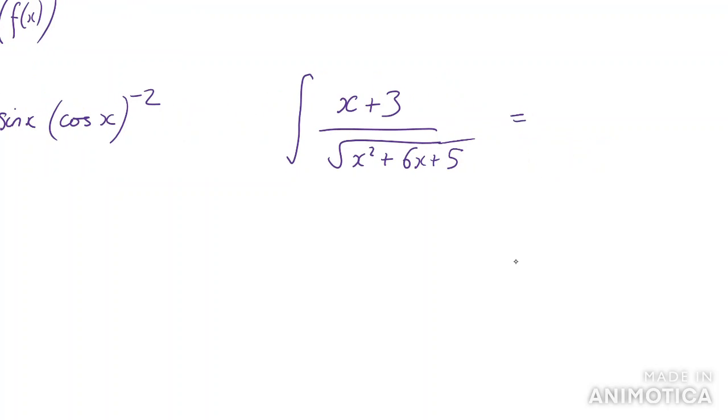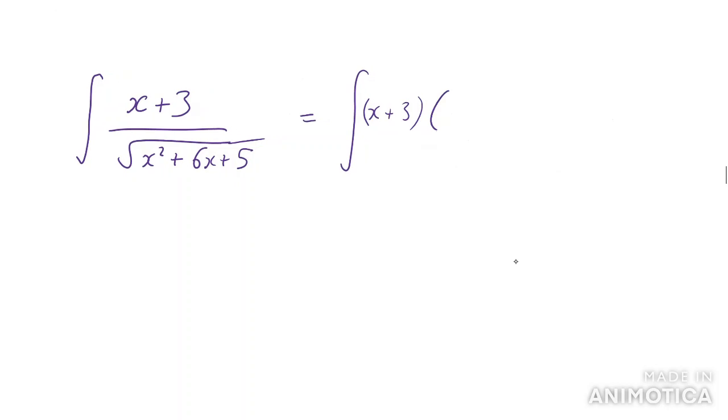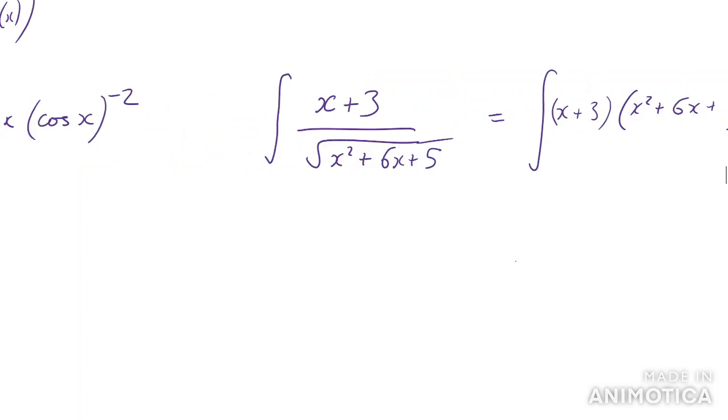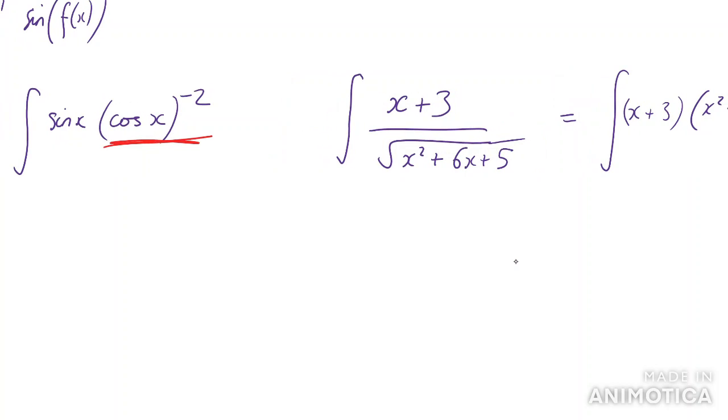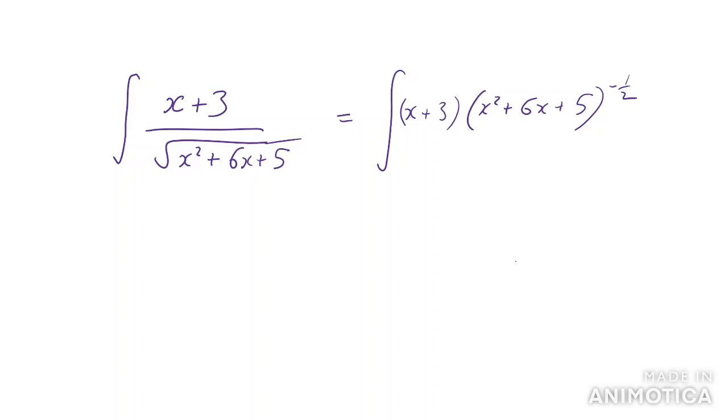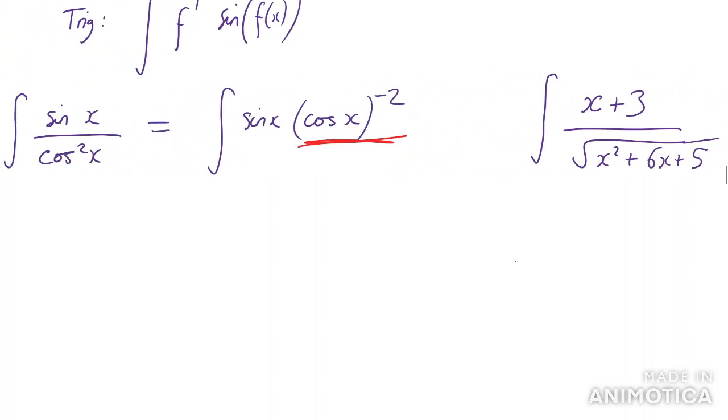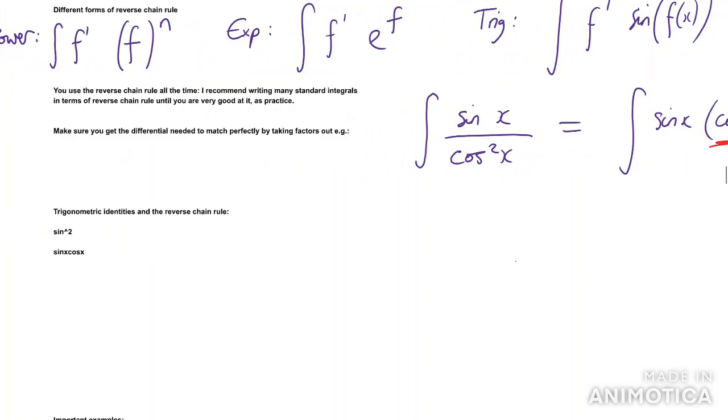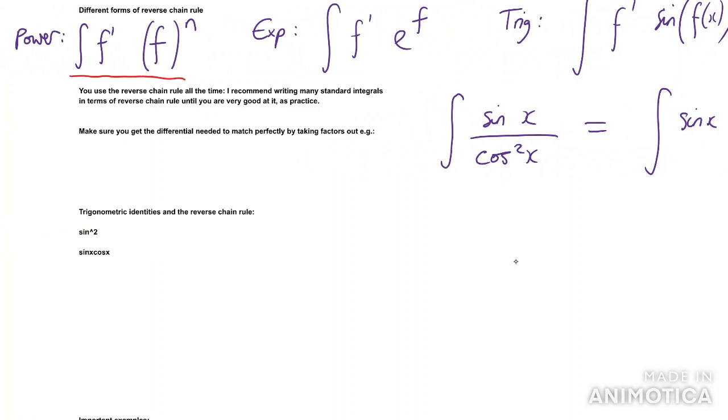This would be rewritten as (x + 3)(x² + 6x + 5)^(-1/2). Especially with trig functions, but whenever you've got any sort of quotient or power like that, make it very clear: get rid of the quotient and write it in this way. This makes it much easier to spot when you have something in the power form, which is the most common type of reverse chain rule.